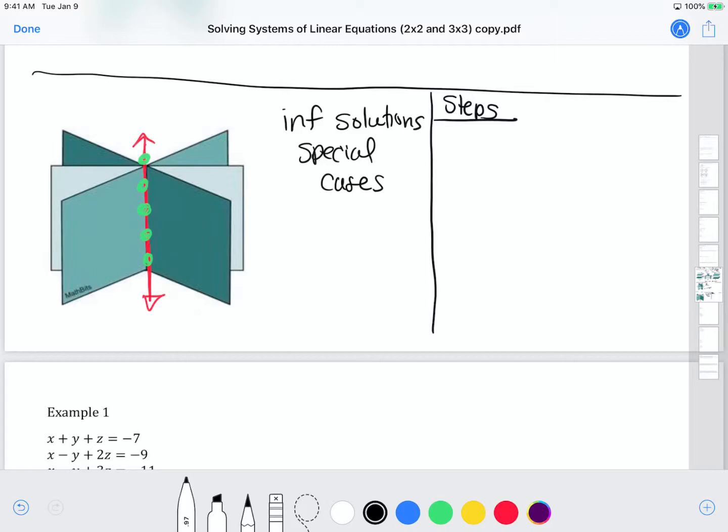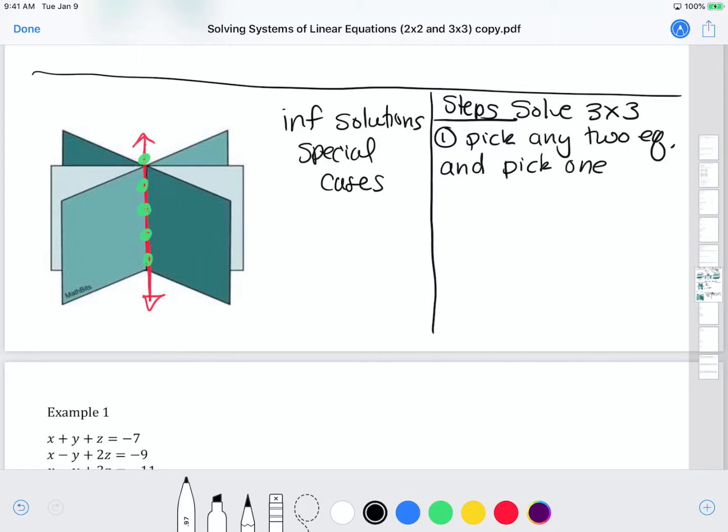In order to solve a 3 by 3 system, this is what you want to do. The first step is to pick any two equations and pick one variable to eliminate.